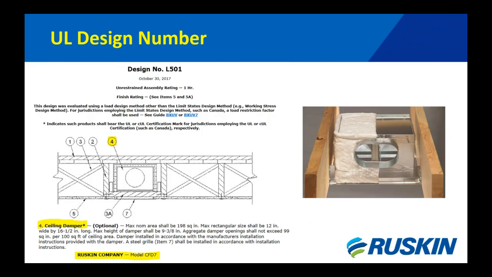In the world of UL, there's test dollars. Obviously, you get a quote to test the product. Once you qualify, you get a design number. So you can see at the top there, it's reflected as design number L501. This is just an example. There's many of these in the UL directory, and by the illustration, they depict a section view of the floor ceiling system, and you can see the highlighted ceiling damper and then the company name. In this case, it's a Ruskin model CFD7.